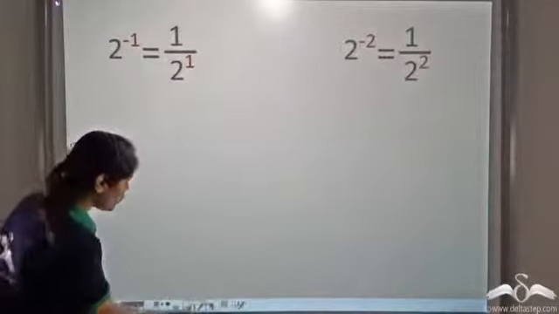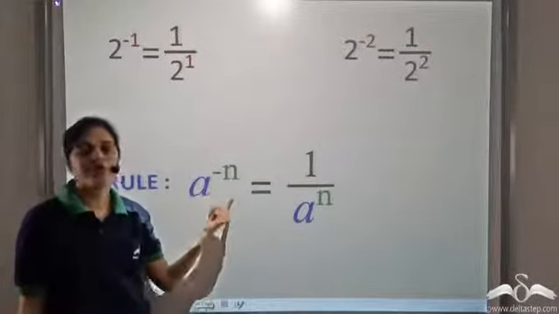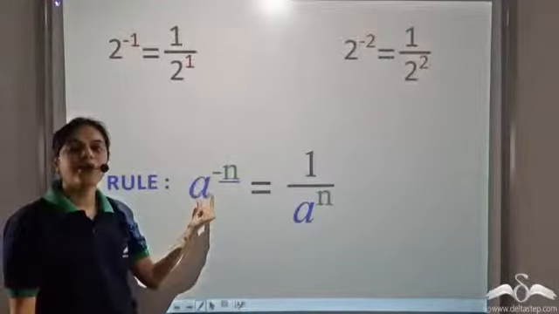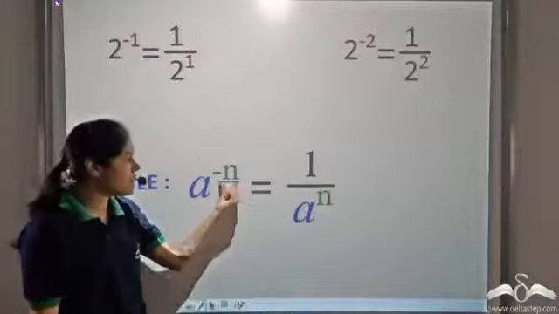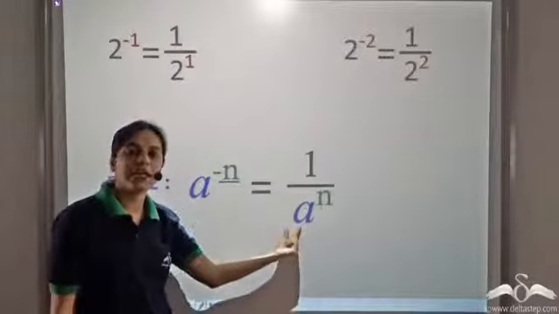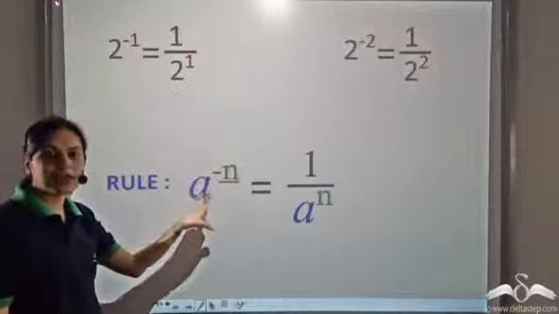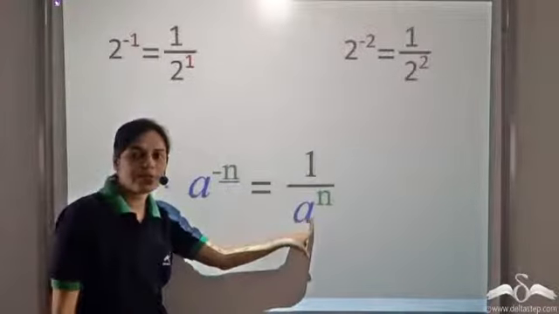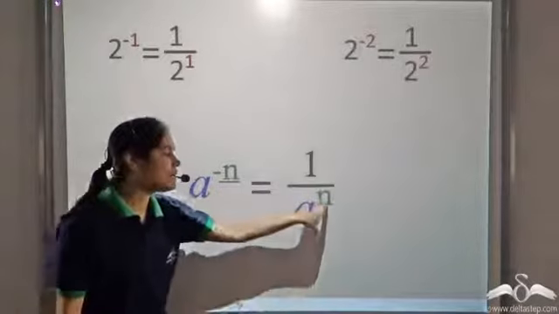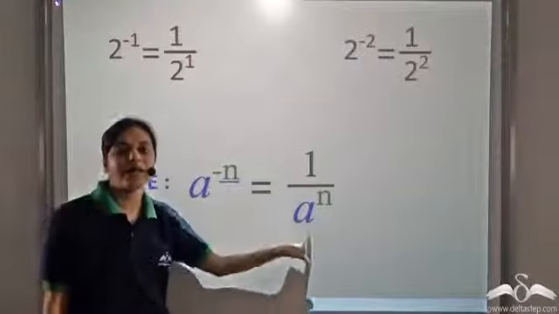And this holds for all numbers. So if we have an exponential number with a negative exponent, that is, a number in the form of a to the power negative n, we can write it as 1 divided by a to the power n. So this a to the power negative n goes to the denominator, and the sign of the exponent changes, and negative n becomes n. The base remains the same as a.